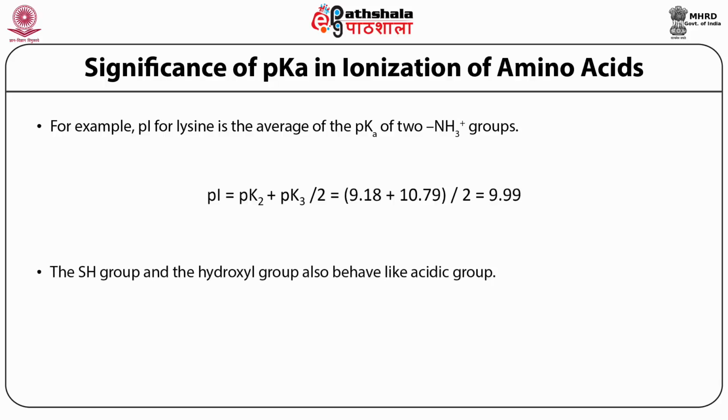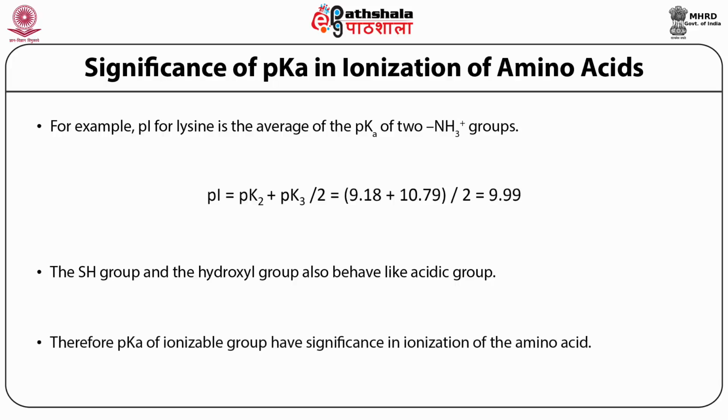Similarly, the sulfhydryl group of cysteine and the hydroxyl group of serine also behave like acidic groups. So when you are calculating the pI of these, you have to consider them as acidic groups and take the average of these groups with the carboxylic group. Therefore, the pK of ionizable groups has significance in the study of ionization of amino acids, and if you understand the ionization of amino acids, then it is very easy to understand the effect of pH on the ionization of active site residues, or on catalysis that is influenced by pH.